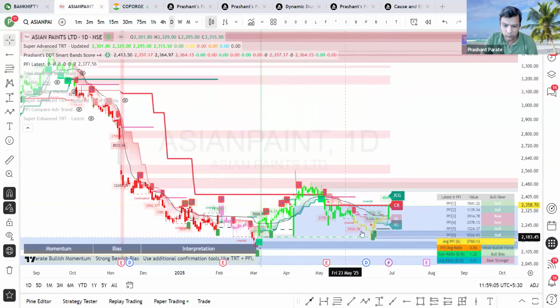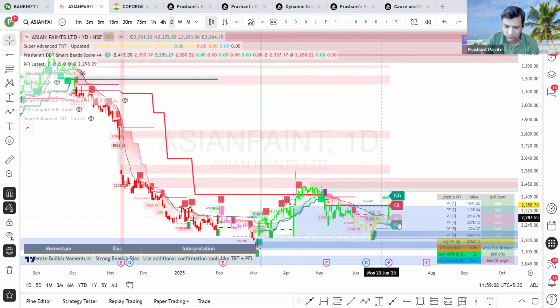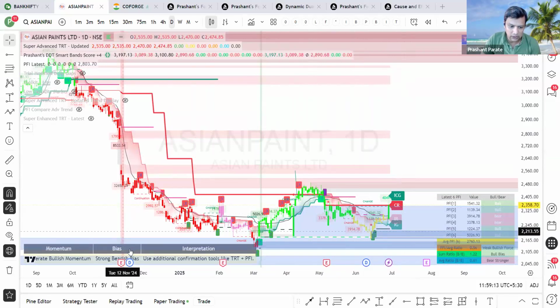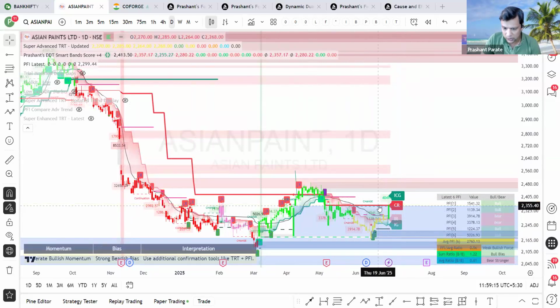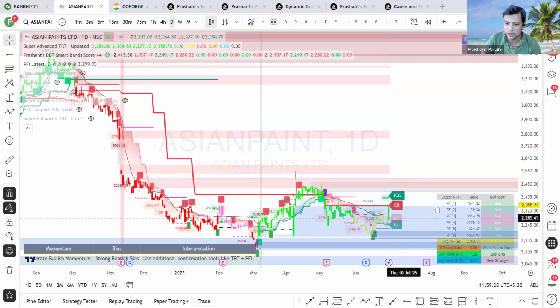We can see moderate bullish momentum because input red is still visible, but it is bullish momentum now. And you can see bearish bias is strongly bearish because it is below chart red. Once it closes above this, then this bias will also change. So use additional confirmation tools like TRT plus PFI. TRT and PFI are saying that bulls are stronger. We can look for retracement entry.